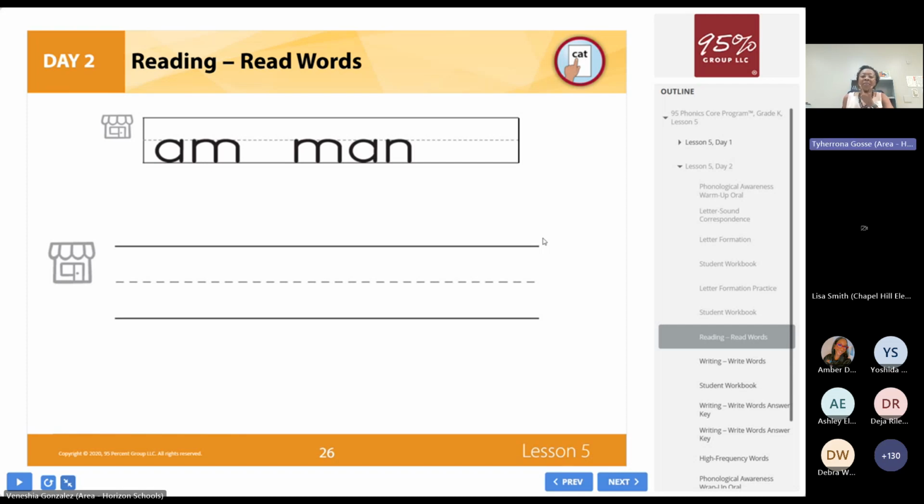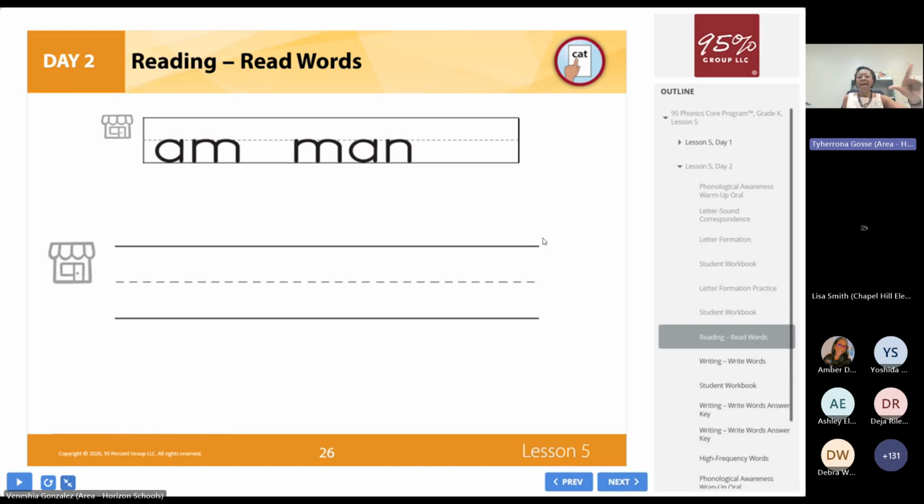Do you see how I fit my mouth? Let me see you. Excellent. Now we are going to blend it. So we're going to finally blend them together. We can finger stretch if we need to. So when we say it together, the word is man.